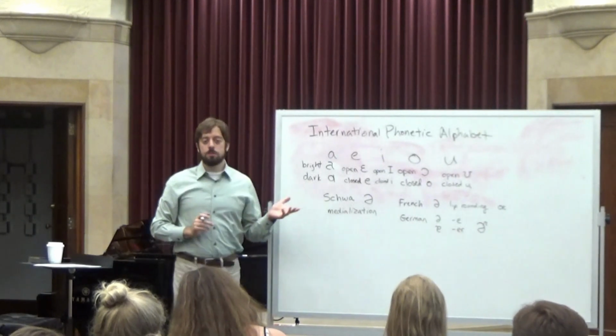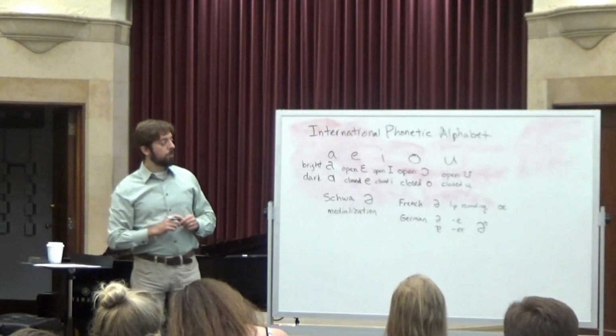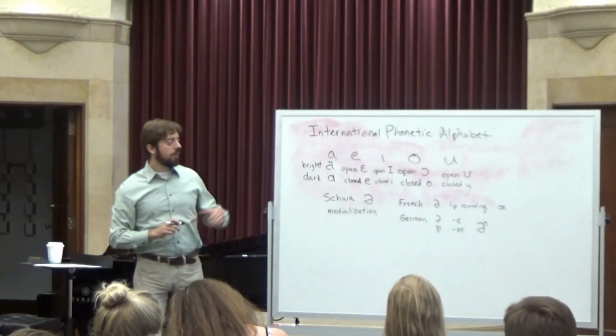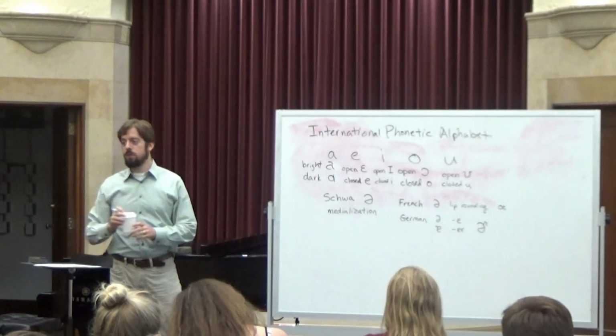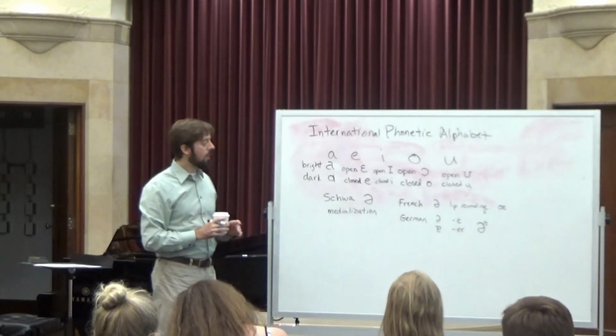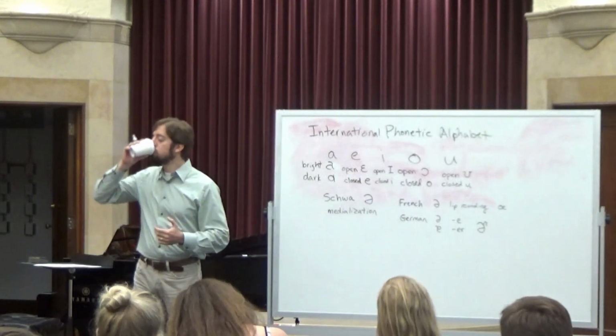And which ones do you need your lips for? What are the lip vowels? O and U. And those are usually also called back vowels. You can call them lip vowels or back vowels. And A is kind of in the middle. You don't need your lips for it, and your tongue is low.